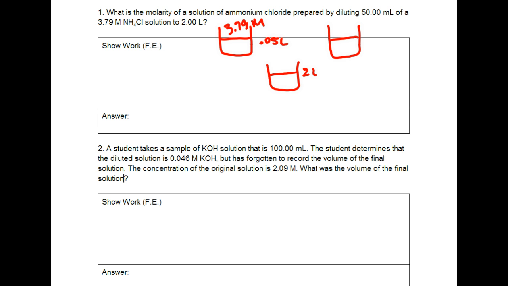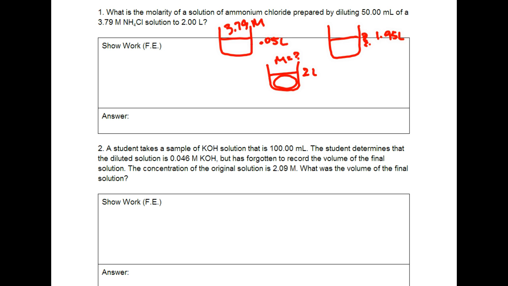So that means that we used a certain amount of water, and for our purposes it doesn't really matter, but we can figure it out. 2 liters minus 0.05, that should give us 1.95 liters of water. So in order to figure out the molarity of this final solution, we need another piece of information. We need to know how many moles are in here.